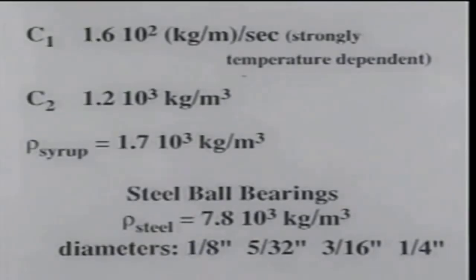I measured C2 to a reasonable accuracy. Notice that the density of the syrup, in terms of kilograms per cubic meter, is very close to C2. I mentioned that earlier. They're very close, not exactly, but very close. These steel ball bearings have a density of about 7,800 kilograms per cubic meter. And I'm going to drop into that Karo syrup four ball bearings, and they have diameters of 1/8 of an inch, 5/32, 3/16, and 1/4 of an inch.